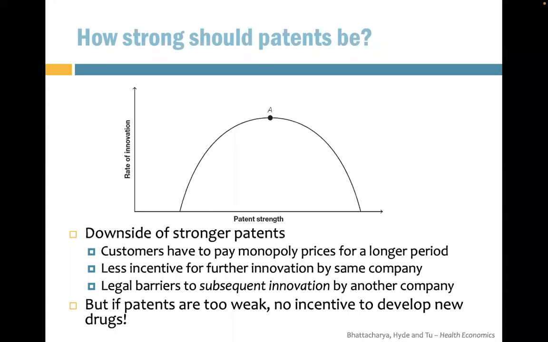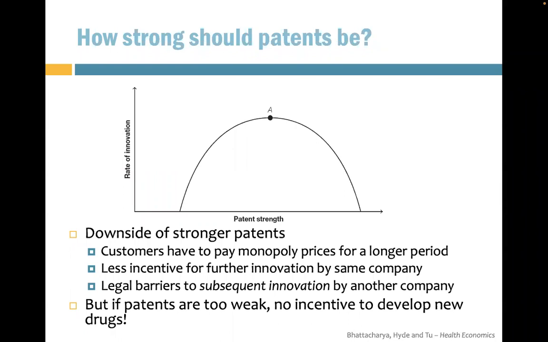There will be less incentive for further innovation by the same company, because if this patent is already making this much money, then they have less motivation to develop another one. There would also be legal barriers for subsequent innovations by another company. For example, if another company wants to use a part of this company's new drug that is protected by its patent, then it will be costlier to buy that patent to develop subsequent ones.